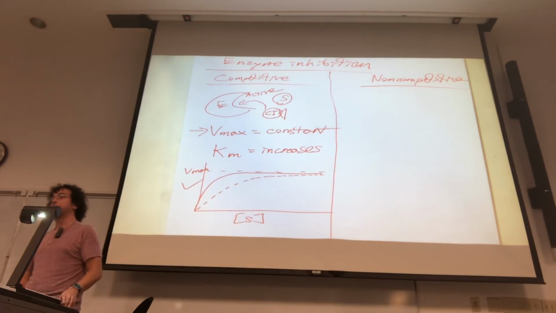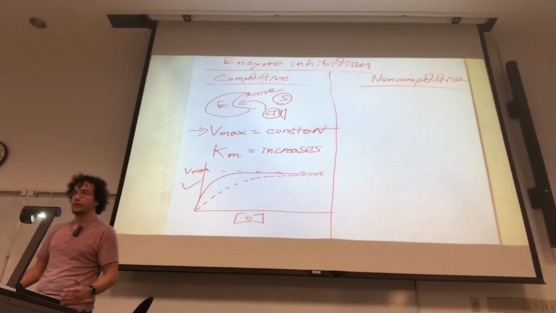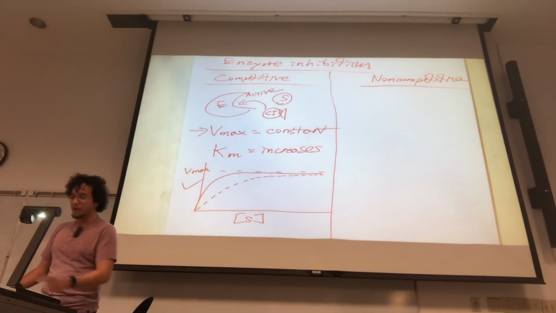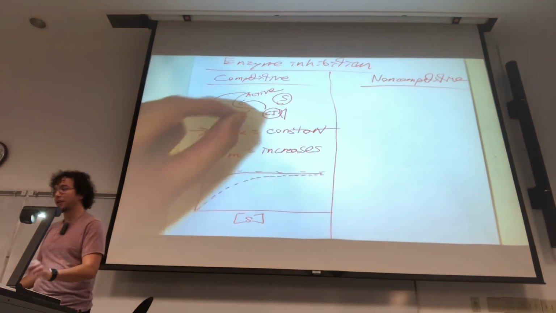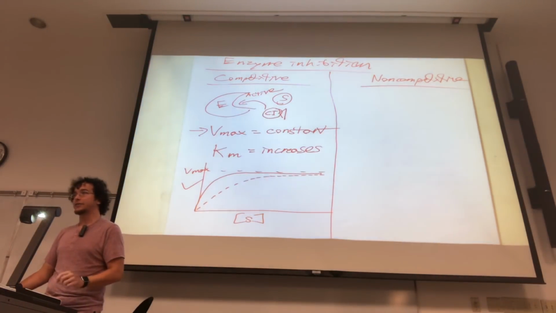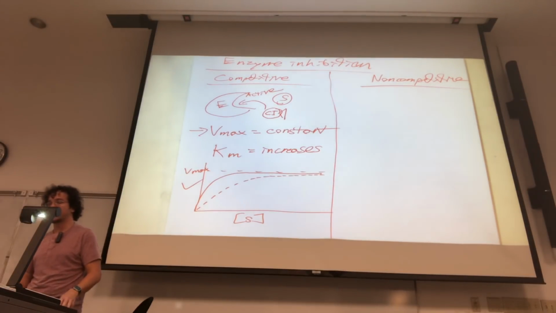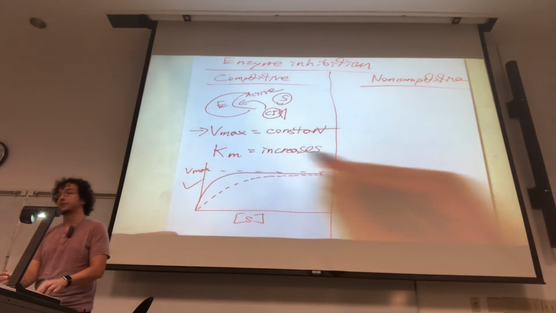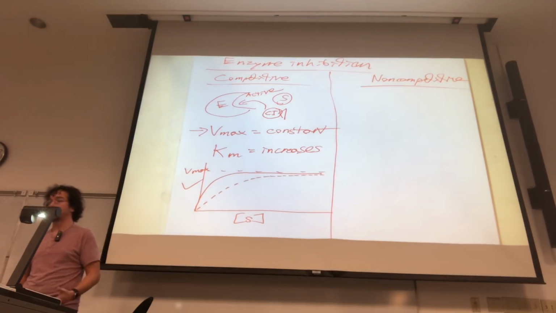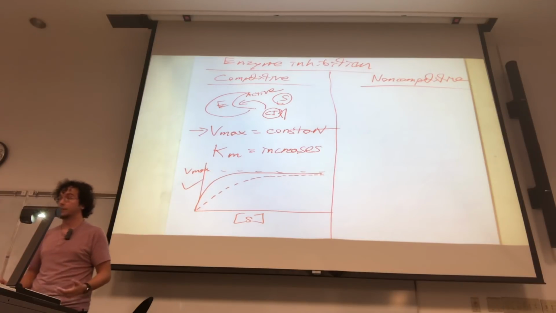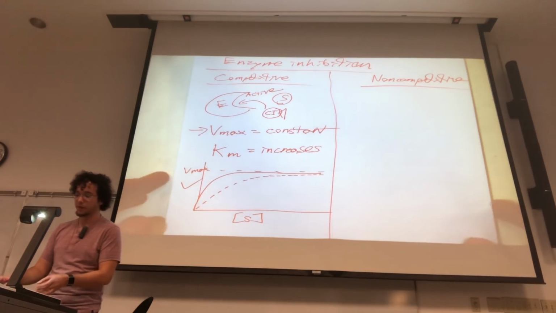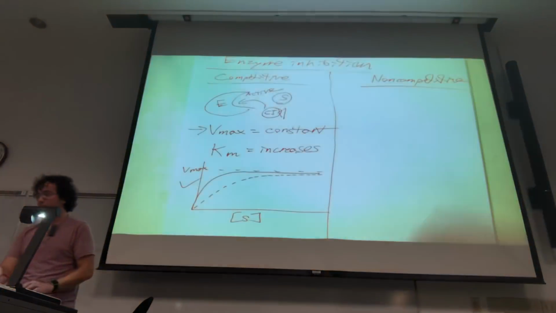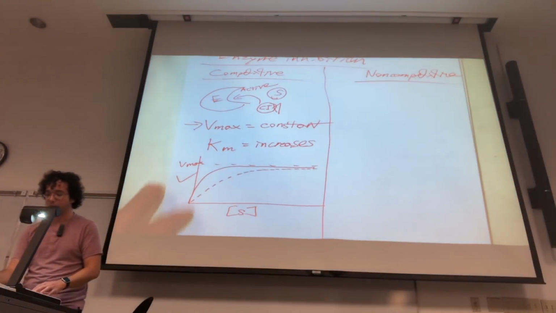Now Km, I said earlier, was a number that describes how well an enzyme binds to its substrate. Because the competitive inhibitor is quite literally getting in the way of the enzyme's ability to bind to the substrate, it is making it harder for the enzyme to bind to the substrate. Therefore, Km increases. Remember, a higher Km is really bad. The enzyme has gotten worse at binding to the substrate. Okay? So let's contrast all of this with non-competitive inhibition.